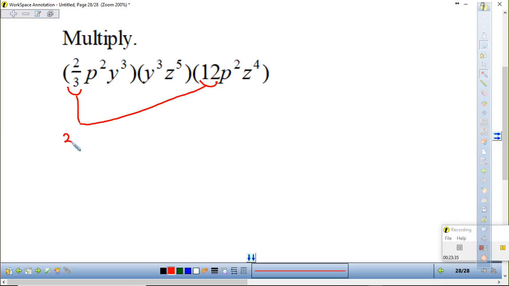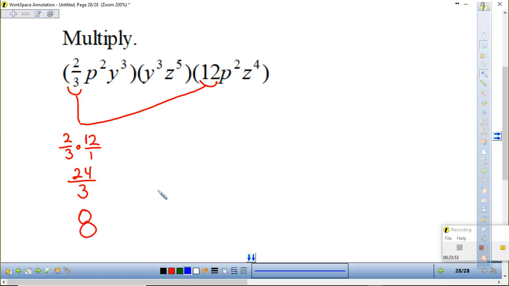So we have 2/3 times 12. How do we multiply those? By putting a what? 1 on the denominator. So what is 2 times 12? 24. And 3 times 1? 3. So what is 24 divided by 3? 8. So we're done with the numbers.